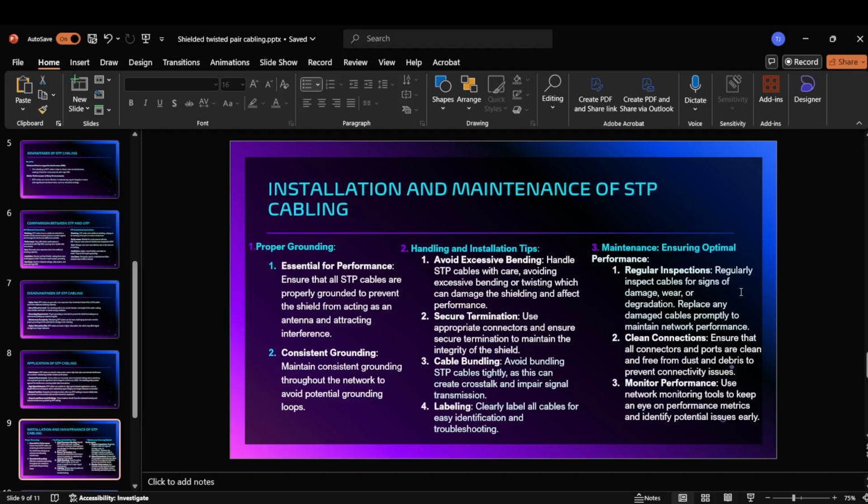Next is clean connections. Ensure that all connectors and ports are clean and free from dust and debris to prevent connectivity issues. Next is monitoring performance. Use network monitoring tools to keep an eye on performance metrics and identify potential issues early.